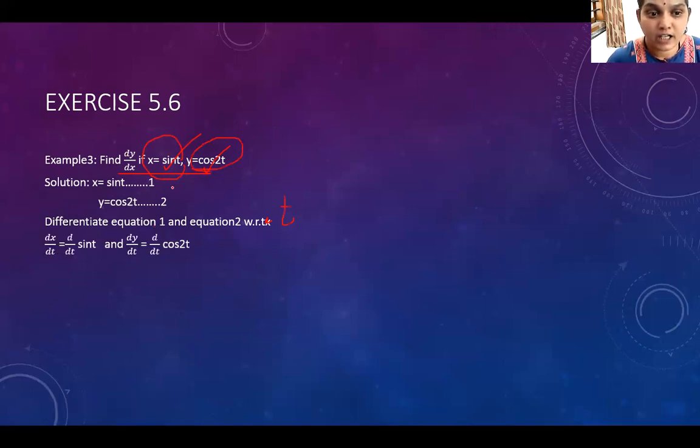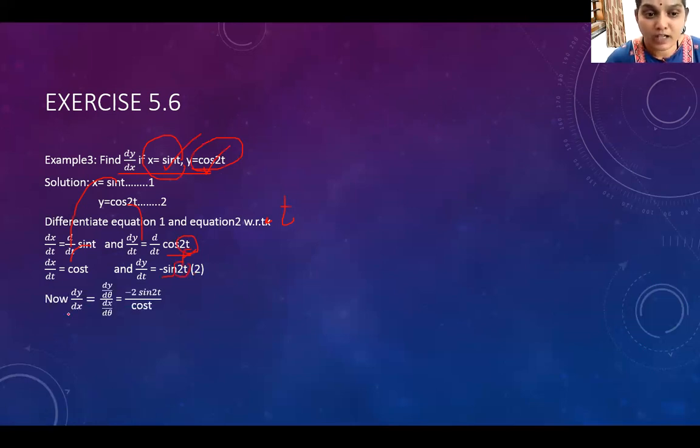You will get dx upon dt as d by dt of sin t. Equation 2, dy by dt is d by dt of cos 2t. Derivative of sin t is cos t. Derivative of cos is minus sin 2t, again derivative of 2t will be 2.